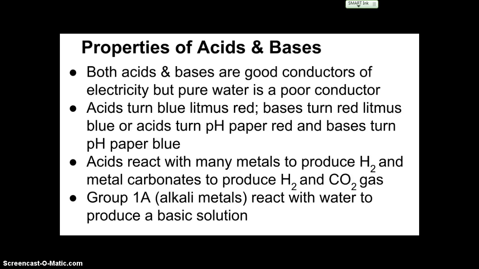Acids can be tested by using litmus paper. Acids will turn blue litmus paper red, whereas bases will turn red litmus paper blue. Or you can use a combination paper called pH paper, and acids will turn the orangish or yellowish pH paper red, and bases will turn this pH paper a blue or a green, similar to what we saw in the launch lab.